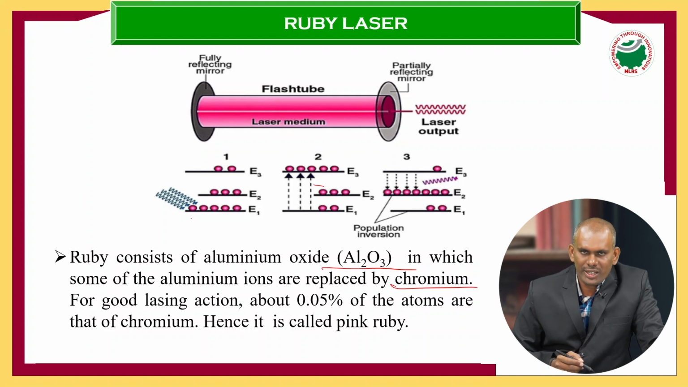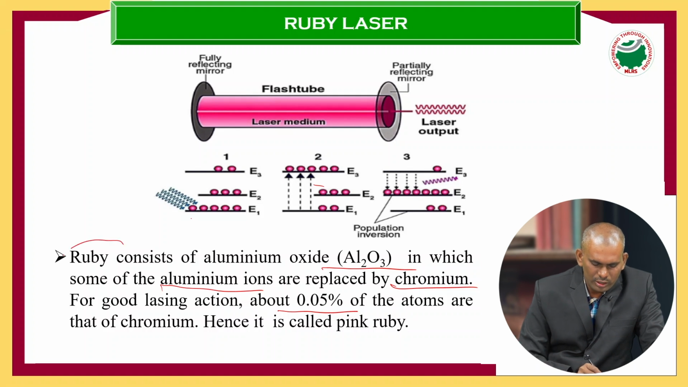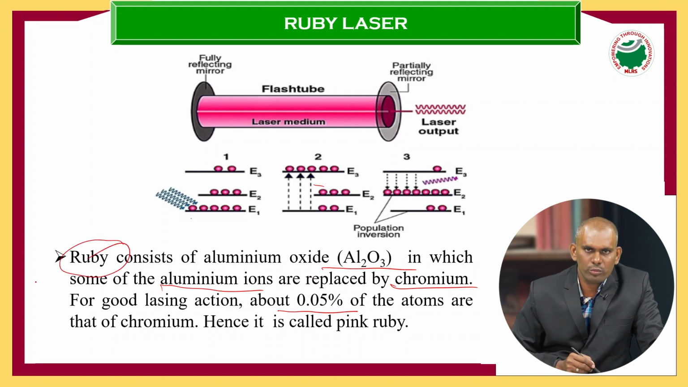So in aluminum trioxide crystal, some of the aluminum ions are replaced with chromium ions. How many, in the sense? Around 0.05% of aluminum ions are replaced with chromium ions. That's why chromium particles are present as impurities in aluminum trioxide crystal. So this crystal we can call a ruby rod. Our active medium here it is.